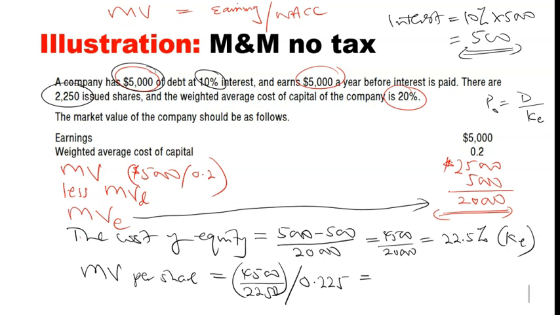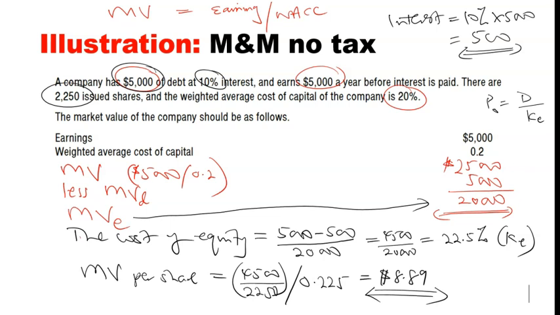So that's 4,500 divided by the number of shares, 2,250. You get $2 over 0.225. You get $8.89. Okay, this is our PO. That's the PO, the market value per share.